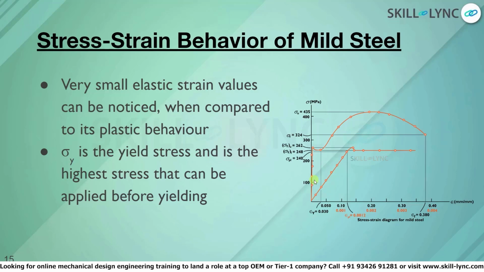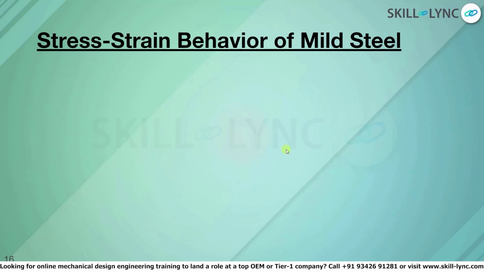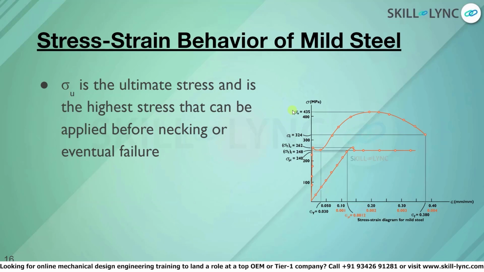Next, sigma Y is the yield stress and is the highest stress that can be applied before yielding. We've already seen this, wherein sigma Y is our yield stress. The third point is sigma U, the ultimate stress, and this is the highest stress that can be applied before necking or eventual failure. Now we have sigma U as 435, which will be the highest stress that has to be considered.